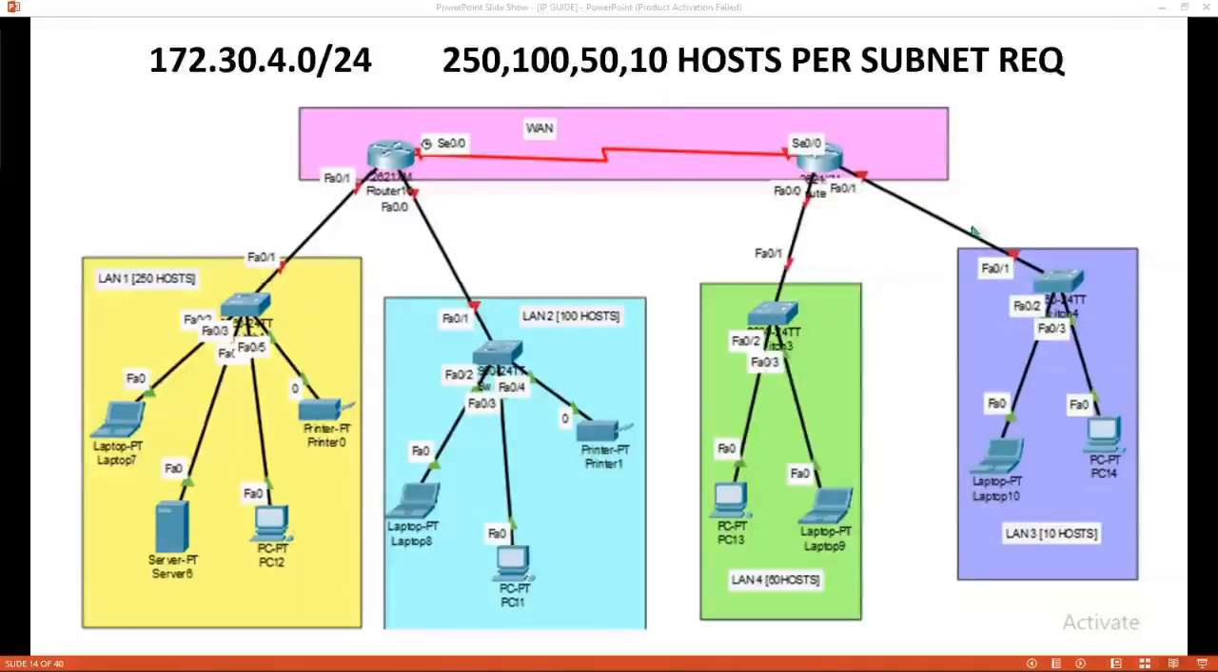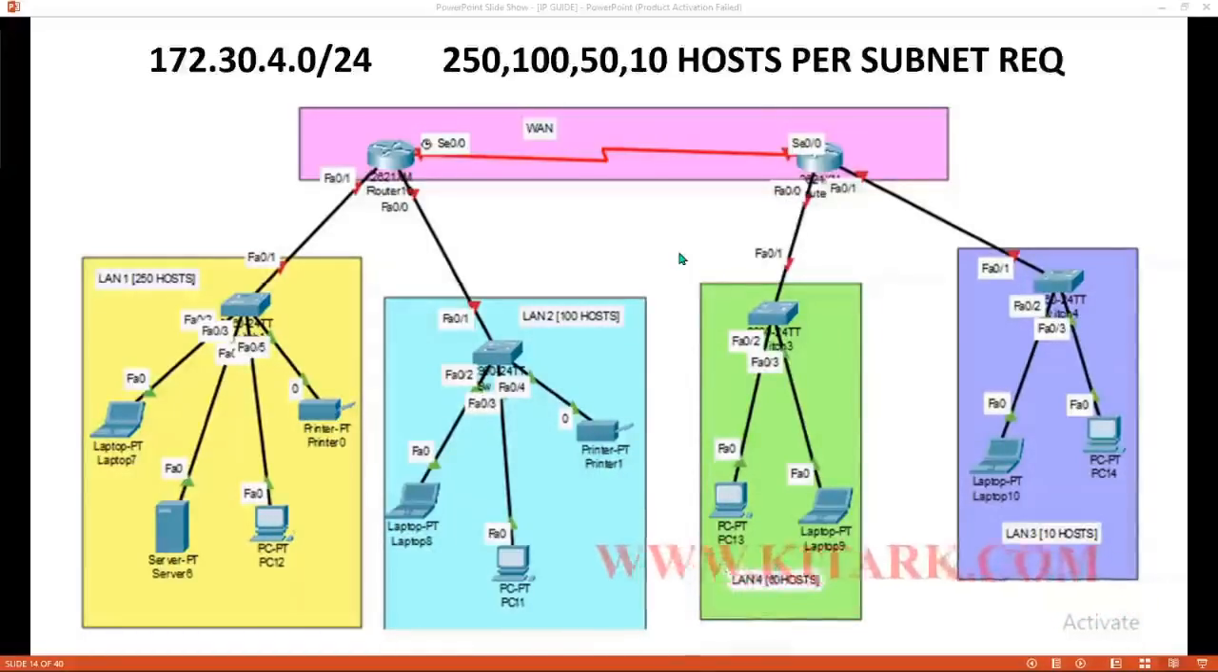For these purposes, we will use the variable length subnet mask. Earlier, when I explained, on each subnet the number of hosts is not going to change. On each subnet 64 is the host size, meaning each subnet will have 64 IP addresses.